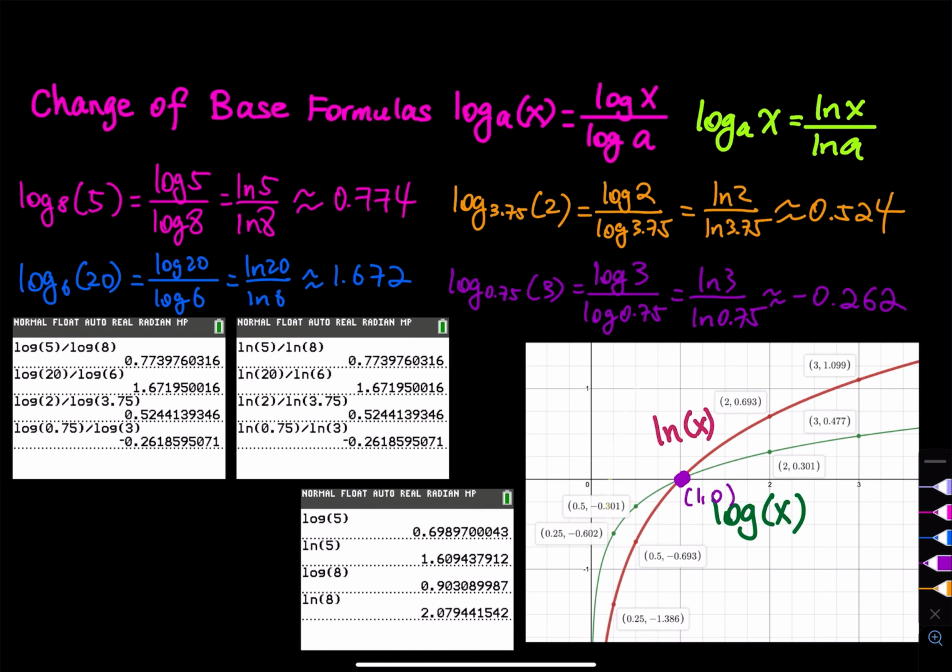Okay, so that is the end of this video. Once again, use the change of base formula. Why are we using this? Because when you evaluate log using a calculator, it does not let you specify the base. So in this situation, you will have to use the change of base formulas. We have one for common logarithm, log, and one for natural logarithm, ln.